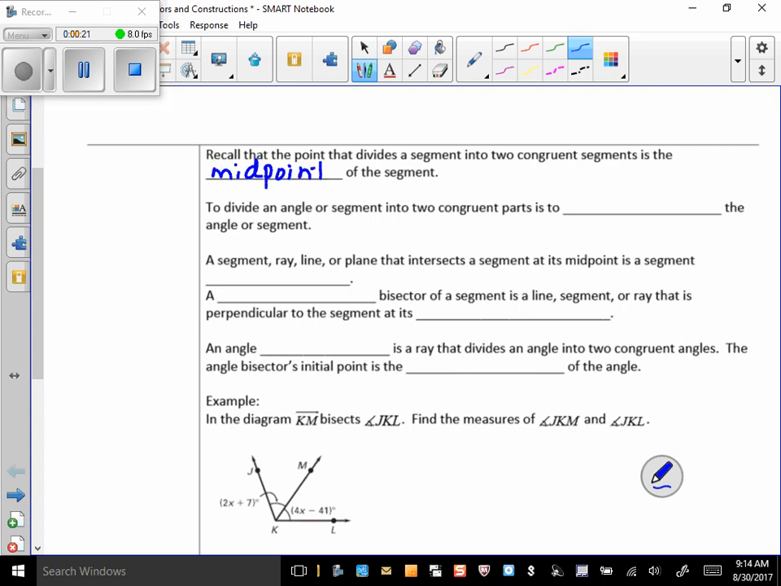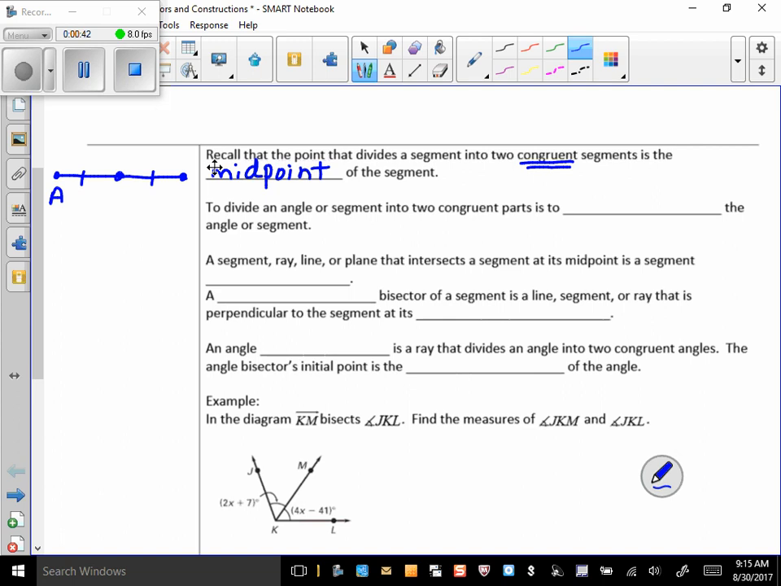And guys, make sure that on your flashcard you have written the segment is divided into two congruent segments as opposed to equal, because this is the definition of midpoint. And remember, I can put the same marking on each of those segments.